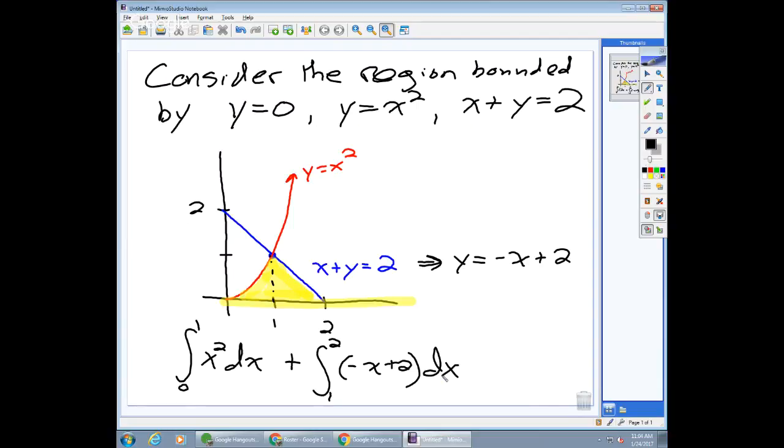So do me a favor, find some antiderivatives for those two and see if you can come up with a value of these definite integrals to represent the area. And then we'll put a little twist on it, see what happens.